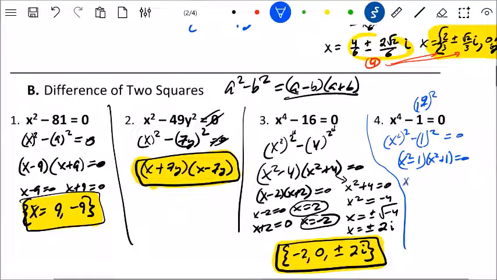The x squared minus 1 is x minus 1 and x plus 1. So each of those are equal to 0. So we get x is equal to 1 and -1. Now the other one, x squared plus 1 equals 0, we're going to have to use the imaginary number here. X squared equals -1. Take the square root of both sides, and x is equal to plus or minus the square root of -1, which is i. X is equal to plus or minus i.